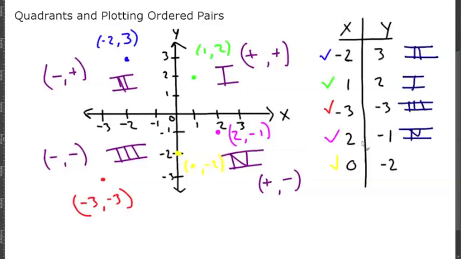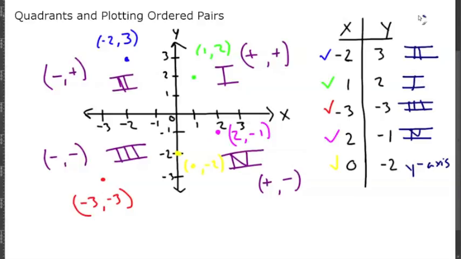And last but not least, 0, -2. This is a special instance because this is not in any quadrant at all. This actually lies on this y-axis line, so that would be labeled y-axis. If we had one that fell on the x-axis, that would be labeled x-axis, and if we had a point that fell on the origin, that would be labeled as origin.